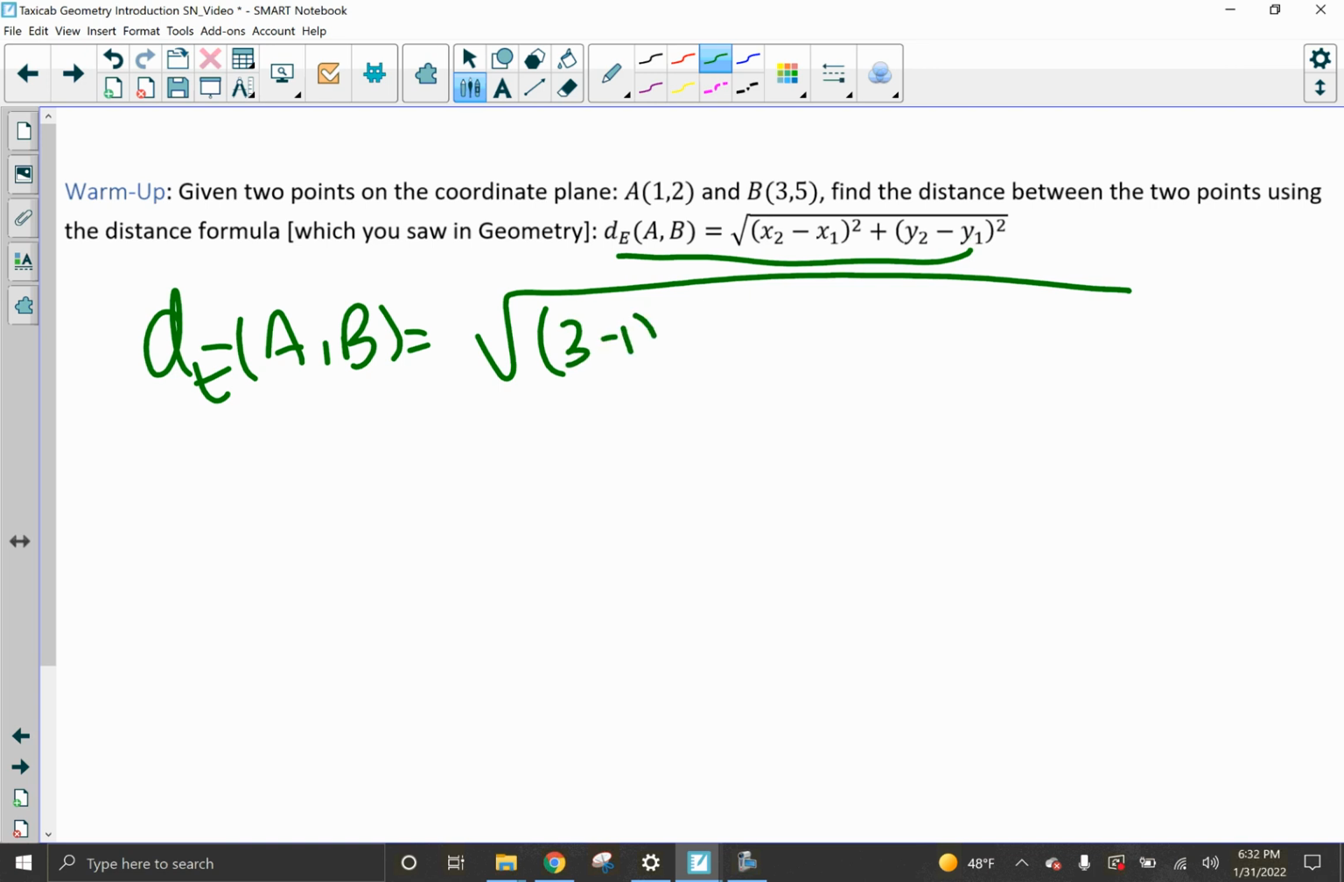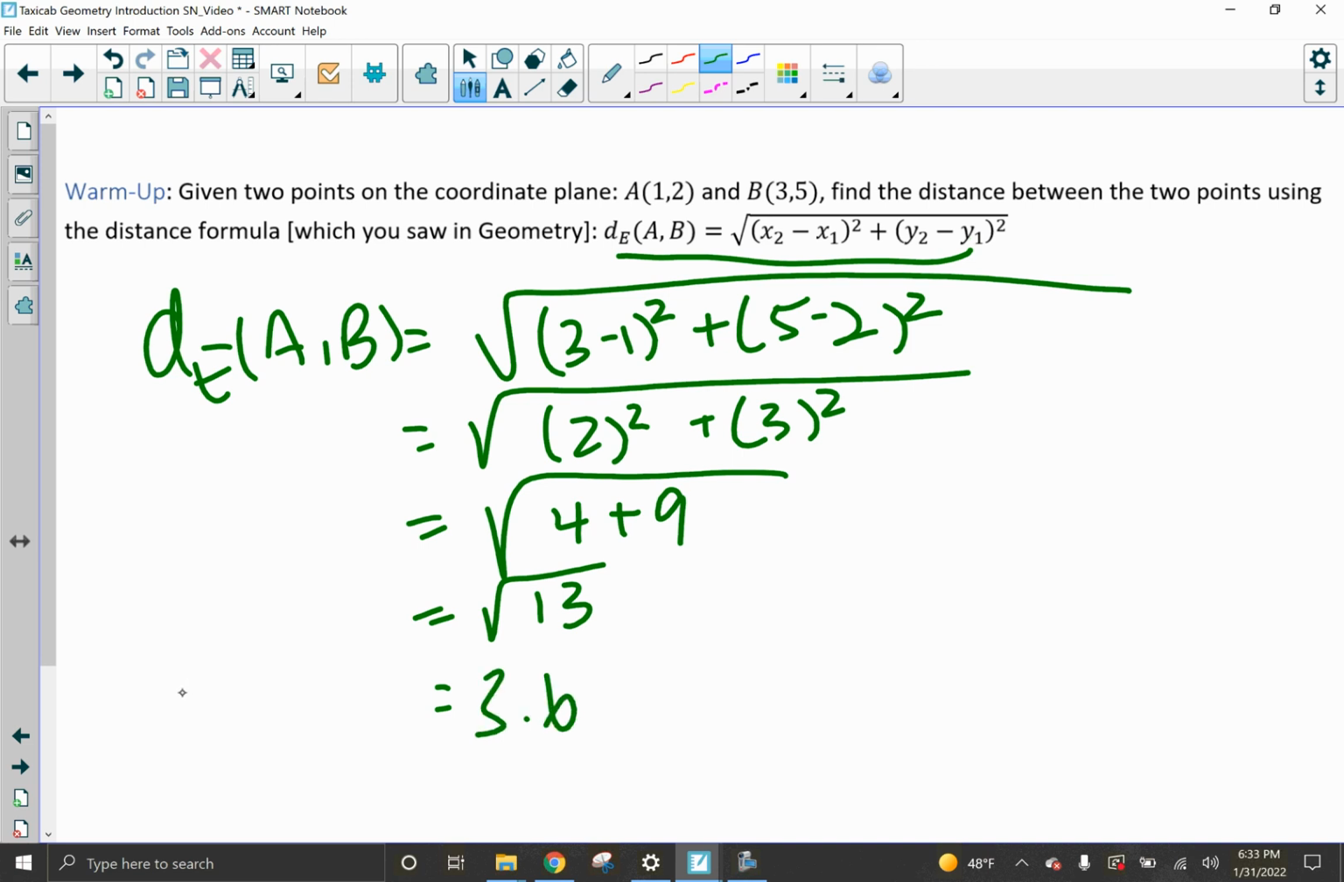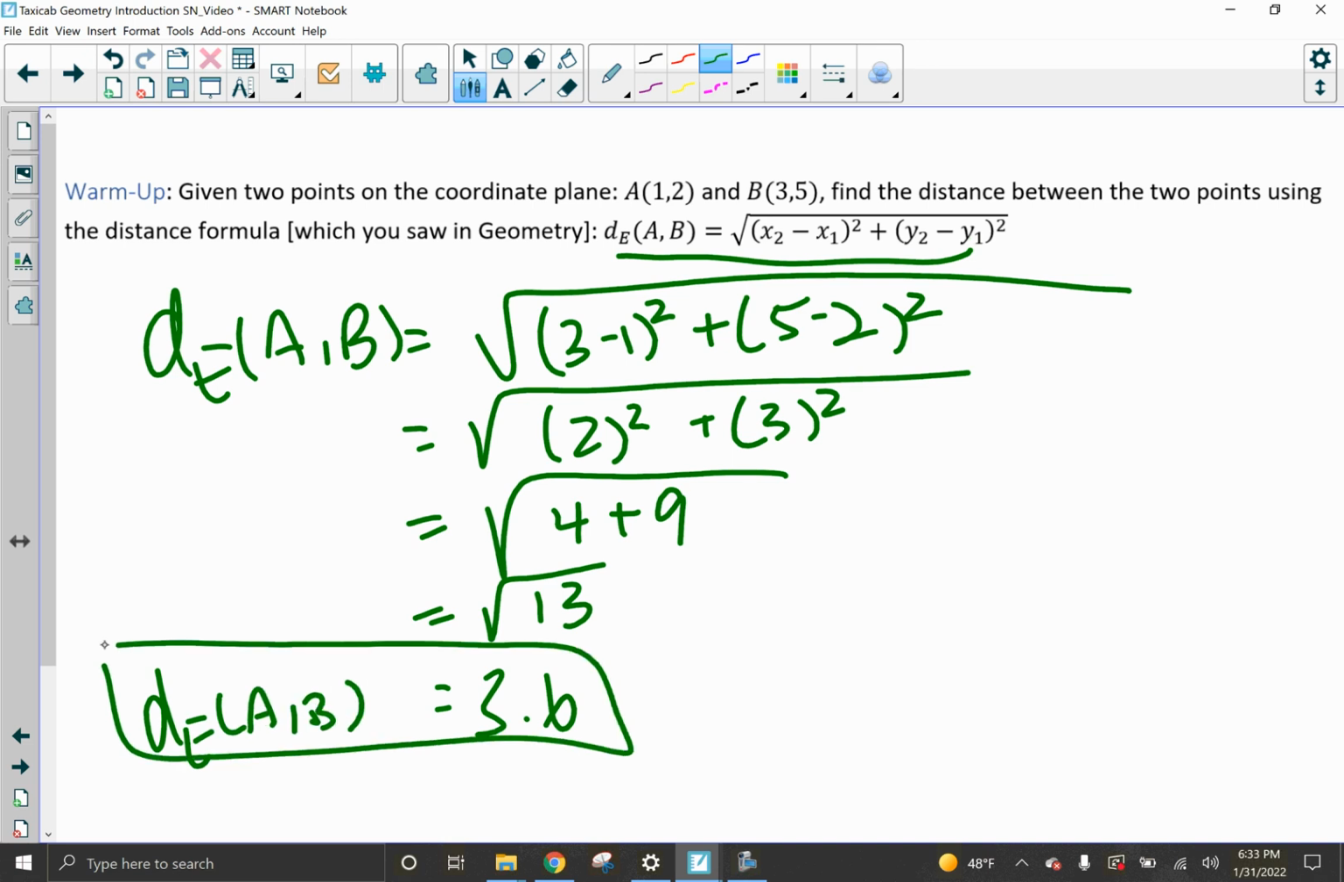We'll get 3 minus 1 squared plus 5 minus 2 squared. Simplifying this, we'll see 2 squared plus 3 squared, which gives us 4 plus 9 equals the square root of 13. Which is approximately, let's put this in the calculator here. It would be 3.6 is the Euclidean distance. So again, this is a refresher from yesterday.